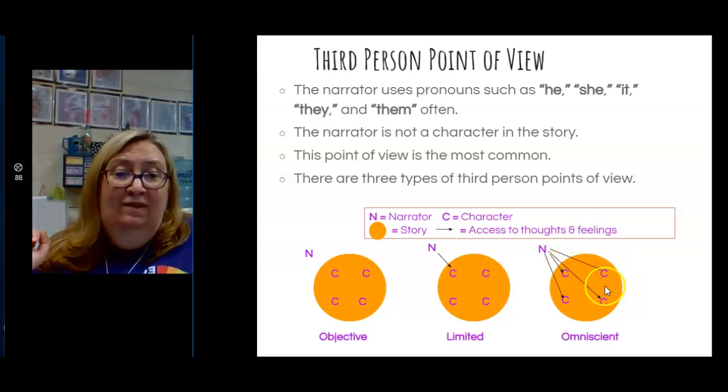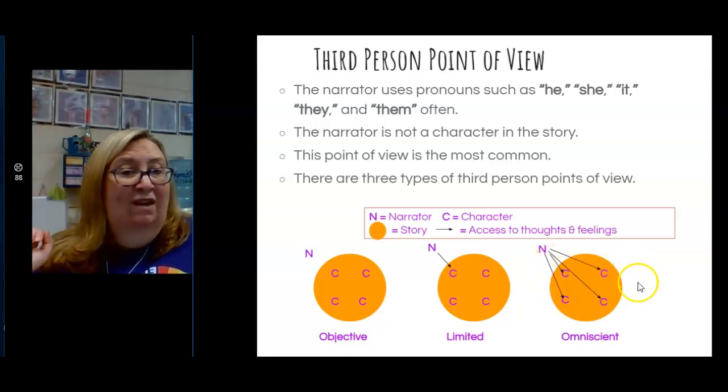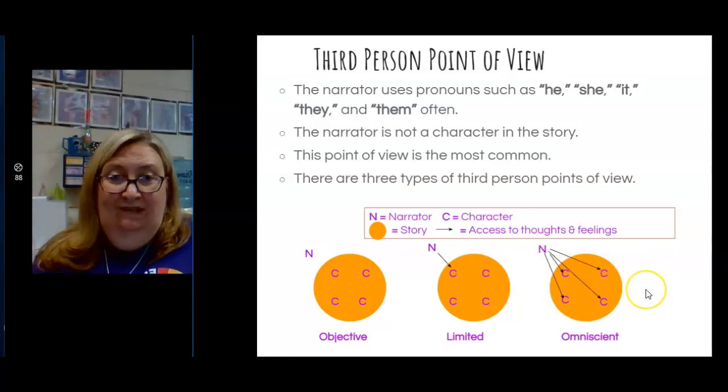The omniscient or all-knowing third person knows the story. He knows everything that these characters say and do. He also knows everything that these characters think and feel. He knows everything about them. He knows all the things.